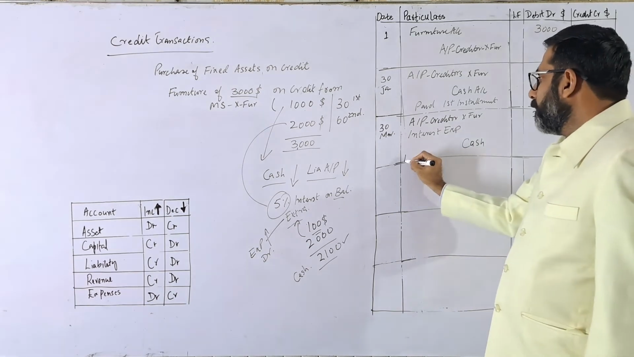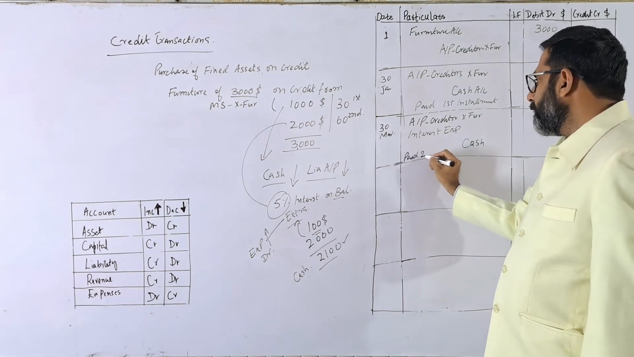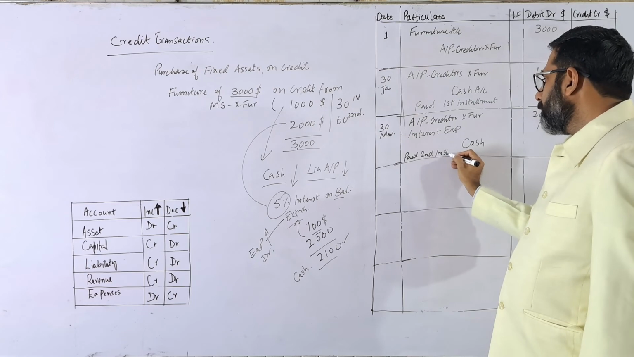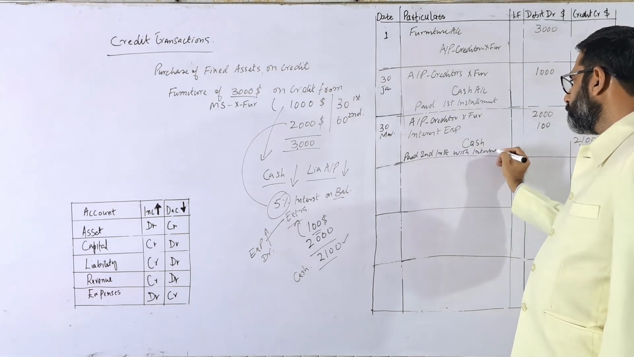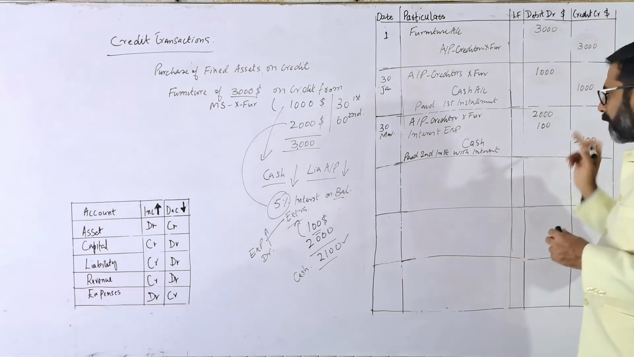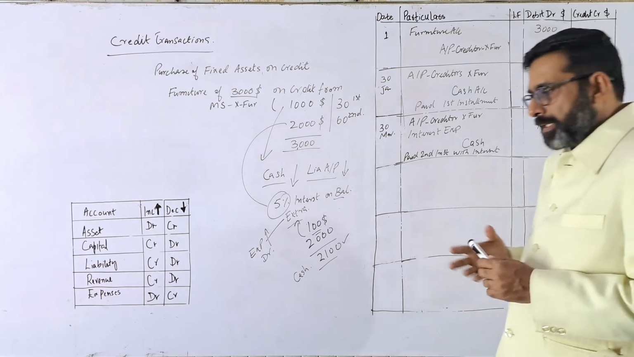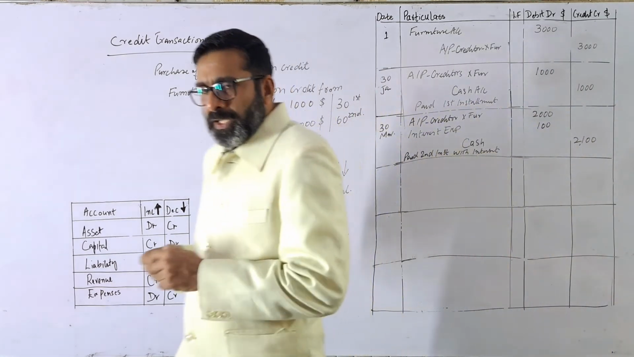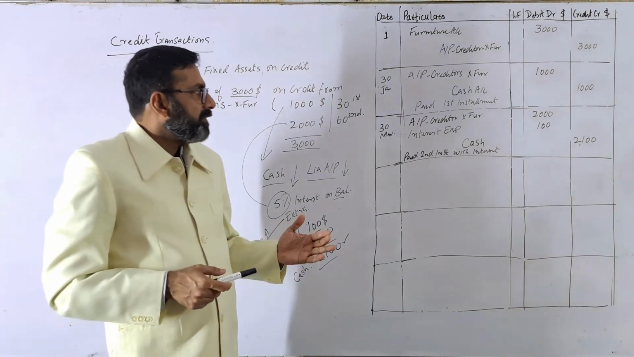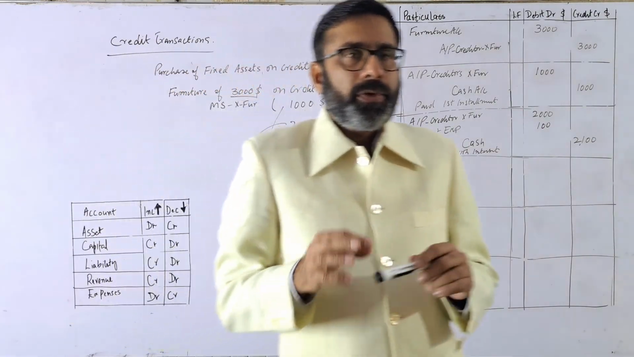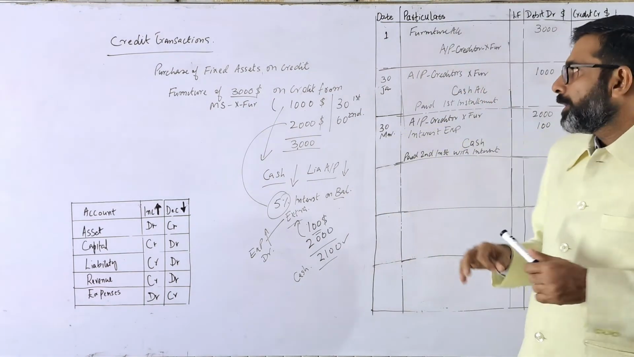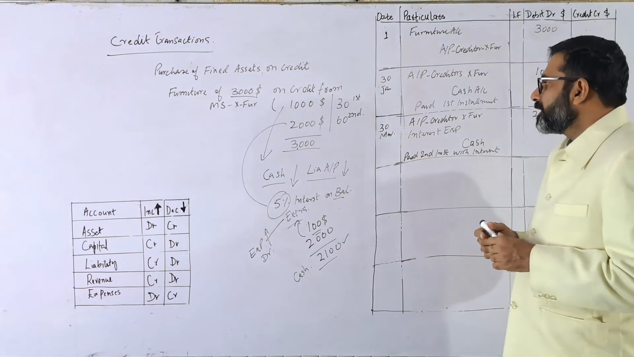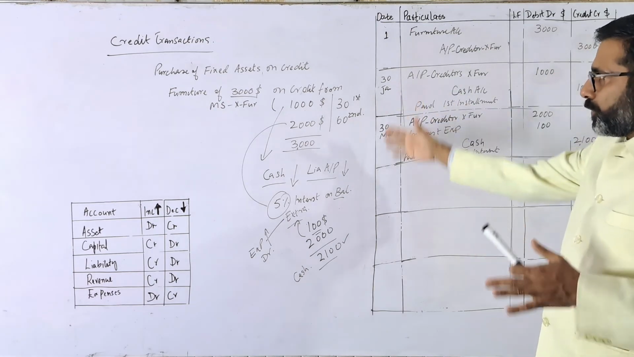So we will write the narration here: paid second installment with interest. So $100 you have paid extra as the interest. This was a small difference from the previous transaction, because in the previous transaction there was no interest. You were paying only the original amount, or the principal amount, to the supplier, but here there is a small difference.